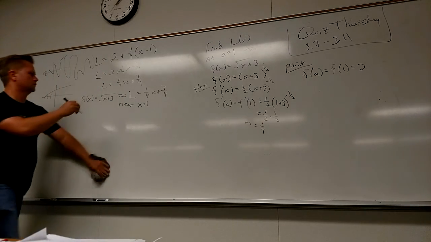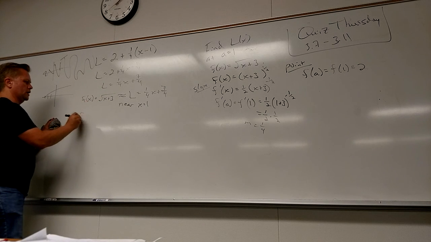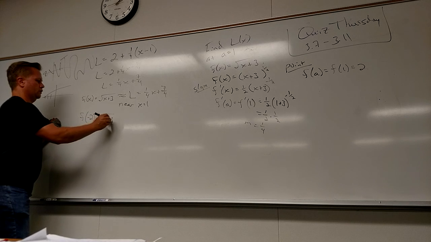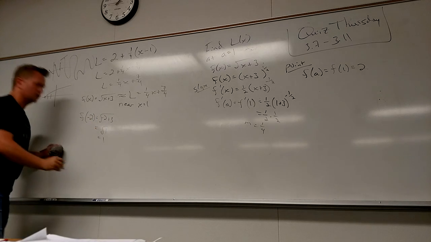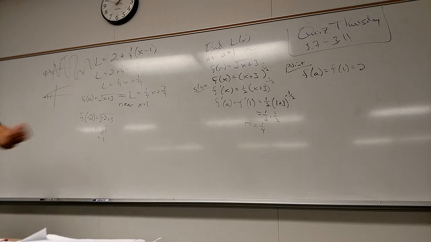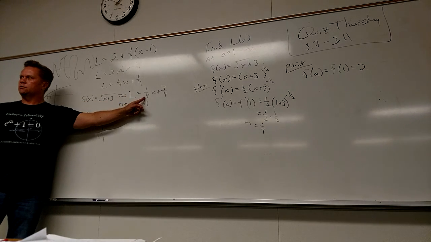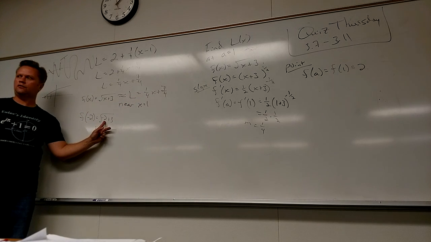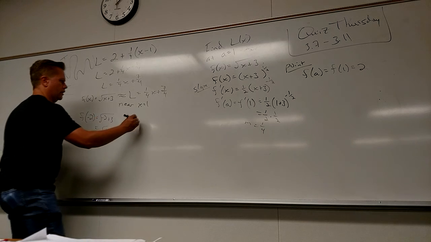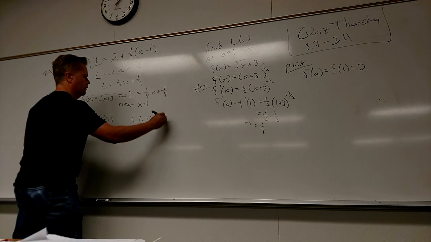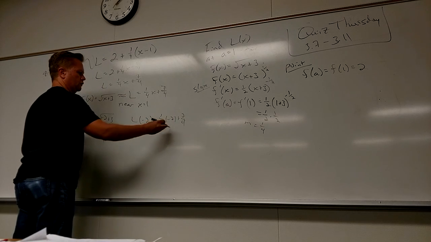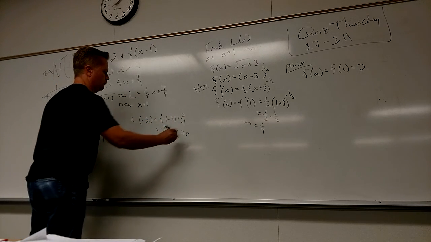So let's see. I'm saying f of -2 is the square root of -2 plus 3, which is the square root of 1, which is 1. That's what it really is. Let's see what the linearization would say. If I just plug in -2 for x, what's L at -2? It's 1/4 of -2 plus 7/4, which is -2/4 plus 7/4, which is 5/4, which is 1.25.